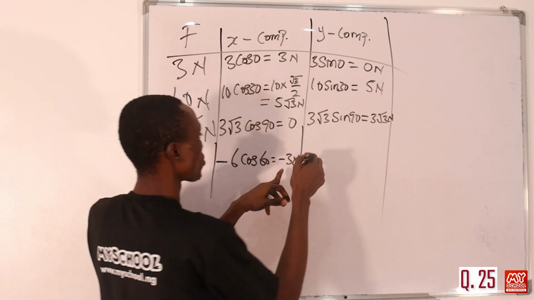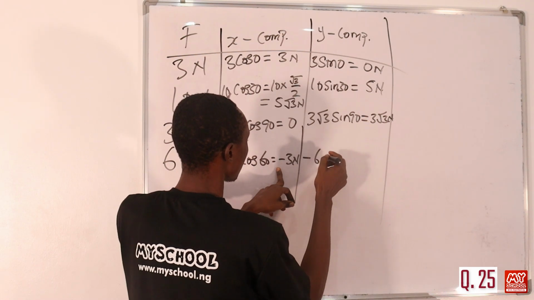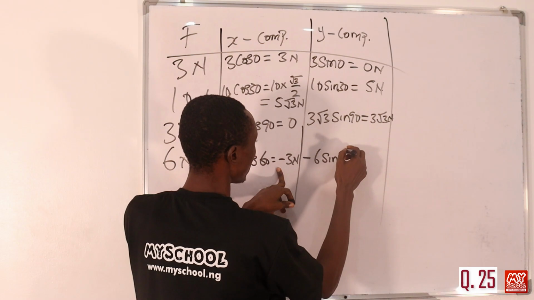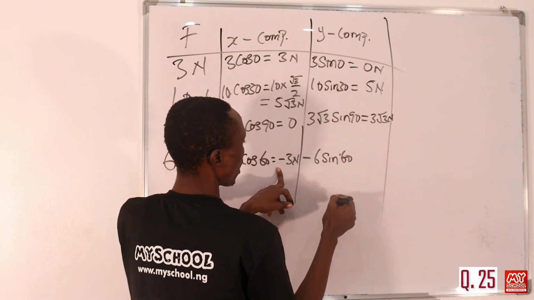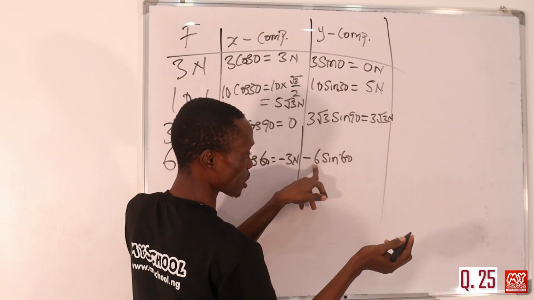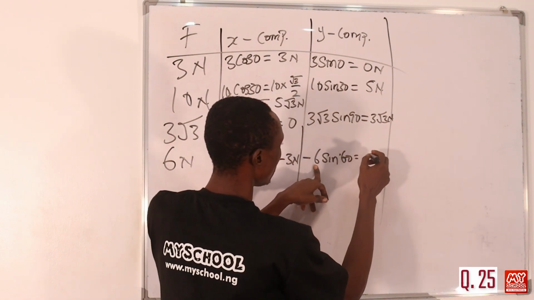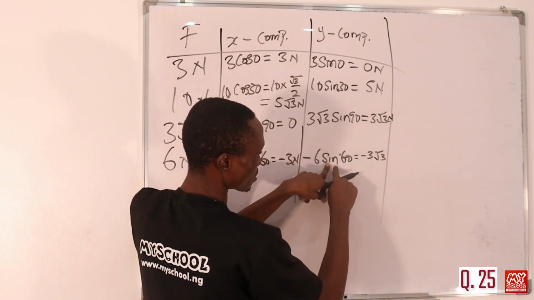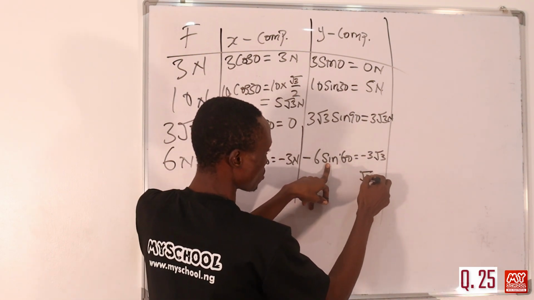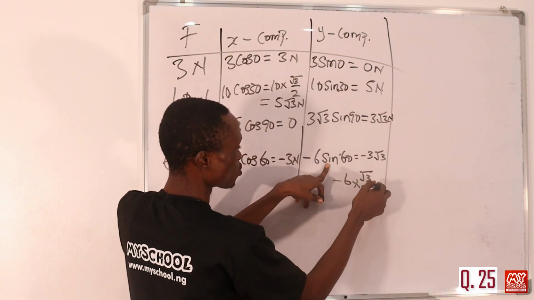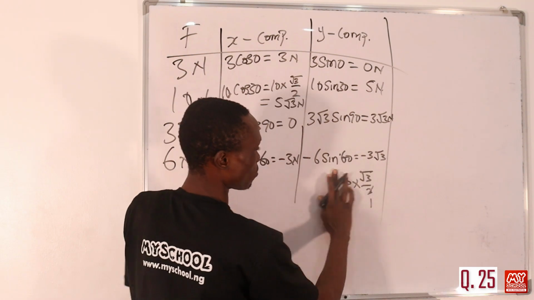Okay. While for here, we'll be having minus 6 sine 60 degrees, right? And remember, sine 60 degrees is equal to root 3 all over 2. So at the end of the day, we'll be having minus 3 root 3. Okay, I said sine 60 is root 3 all over 2. So root 3 all over 2 times minus 6. 2 here is 1, 2 here is 3. So that's what gave us this.